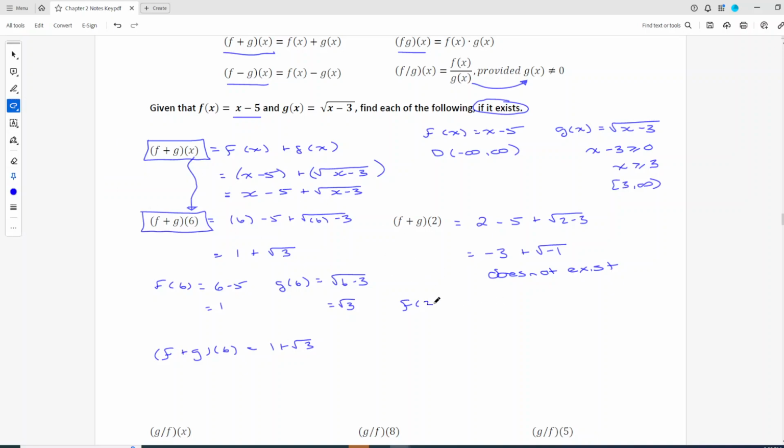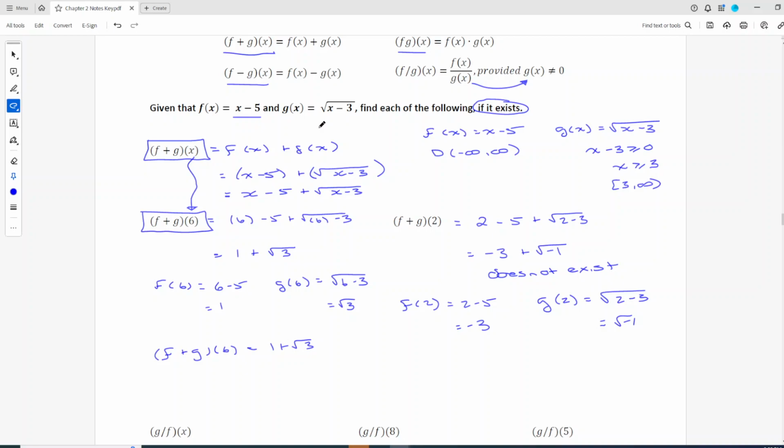F at 2 is equal to x minus 5, or 2 minus 5, which is negative 3, which is all good. Because when you go to plug the 2 into the g of x function, we get the square root of negative 1. Even though the 2 is fine in here, in your combined function, the domain is inclusive of the domains of both of your original functions. So it does not exist because in the g of x function, x had to be greater than or equal to 3. So they just try to trick you like this.